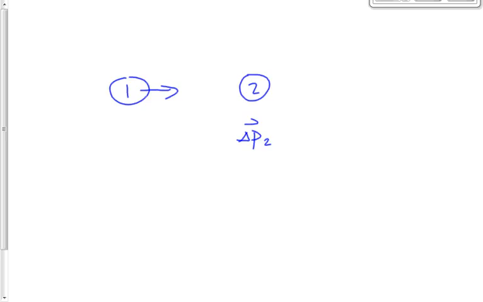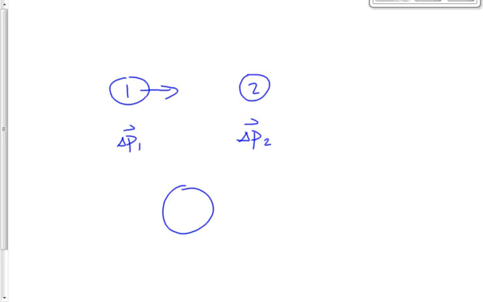What's going to happen to object number 1? It's probably going to slow down, right? In other words, there's going to be a change in momentum of object number 1 as well. There's also going to be an impulse for object number 1. Both of these objects will experience an impulse. Both of these objects will experience a change in momentum. Object number 2 gains momentum. Object number 1 loses momentum. Got it? All right, let's try another one.